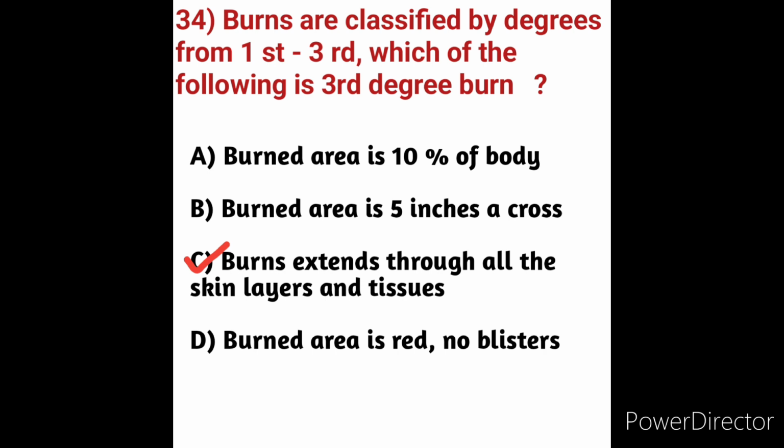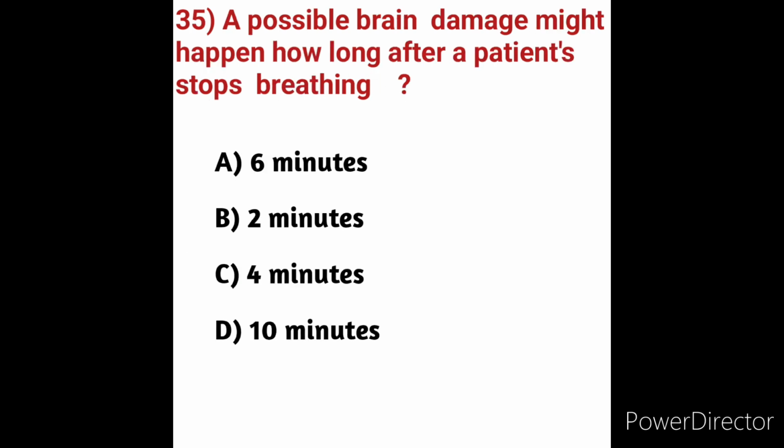Here, in primary, the 1st degree burn involves the epidermis, the 2nd degree burns involve the dermis, but 3rd degree burns destroy the epidermis and dermis. So here option C, burns extend through all the skin layers and tissues. Next we will move on to question number 35. A possible brain damage might happen how long after a patient stops breathing?